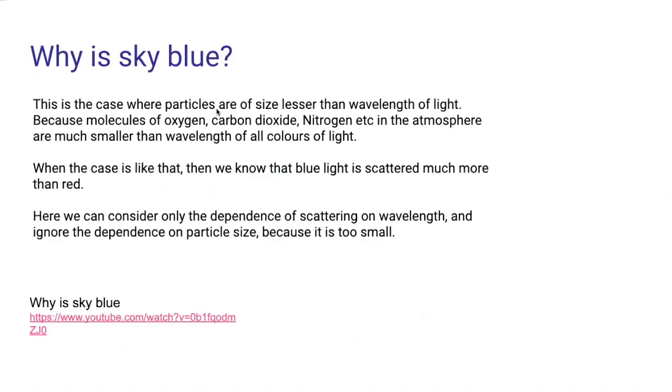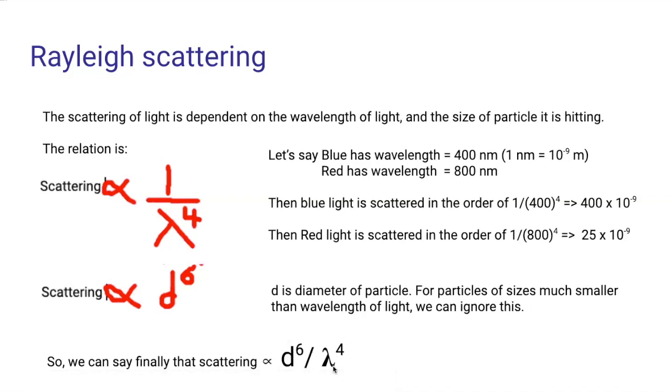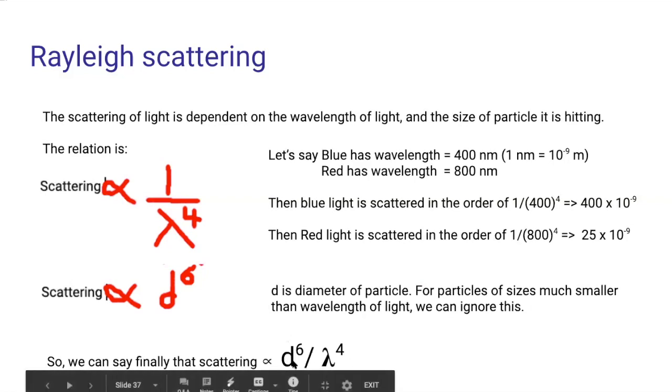In cases like that, we know that scattering is proportional to the diameter, that is the size of the particle, power 6. But since the size of the particle is so small, we can ignore this. We can consider its dependence only on the color of light. If you are facing confusion, you can write back to me and I will reply in the comments. Because the size is very small, we ignore this and consider only the wavelength. It is inversely proportional to wavelength.